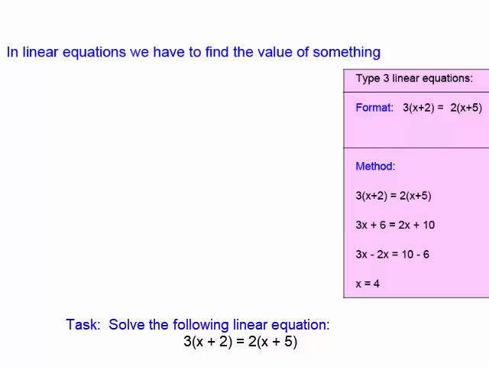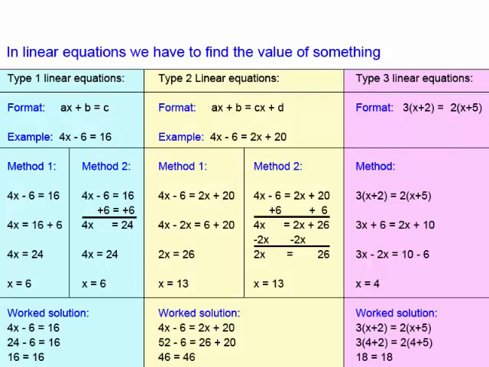Again, we can bring like terms together by placing all the x's on one side of the equal sign and all the numbers on the other side of the equal sign. The 2x can come across the equal sign and become minus 2x, and the plus 6 can go across the equal sign and become a minus 6. We would therefore have the equation 3x minus 2x equals 10 minus 6. And x equals 4.